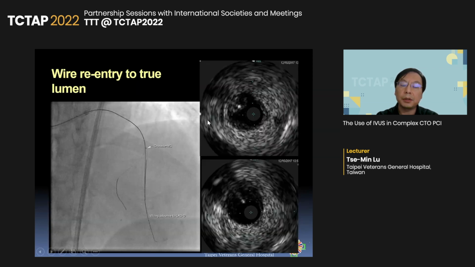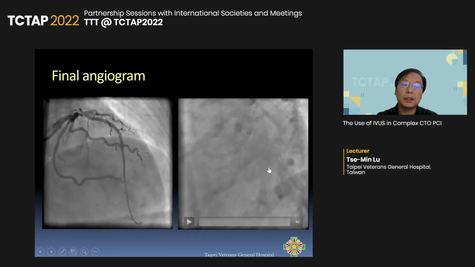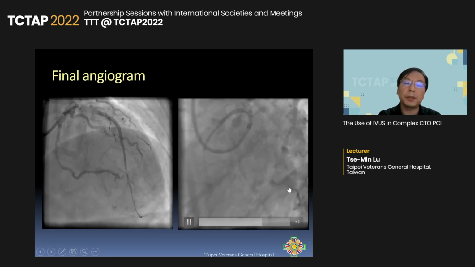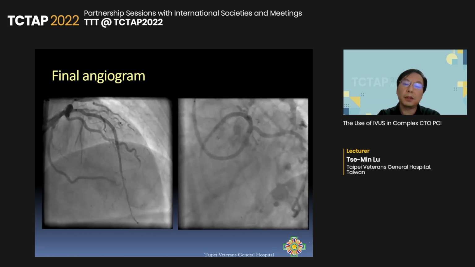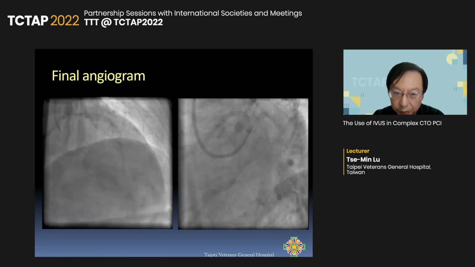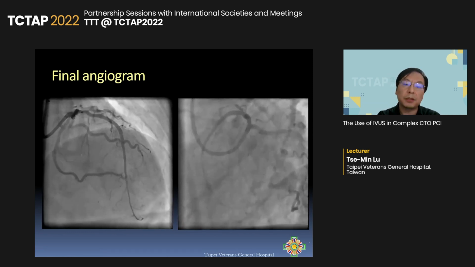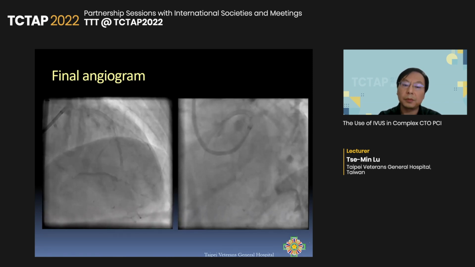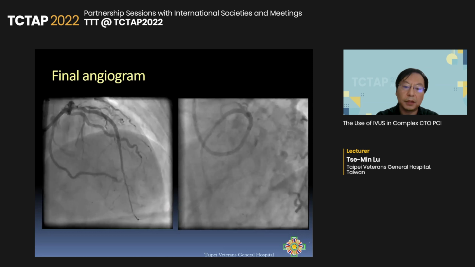Checking with the IVUS, we can see that the wire is located in the middle of the true lumen. And this is the final angiogram. But because the puncture level is a little bit farther than the diagonal branch, I think the diagonal branch has to be sacrificed. But the distal flow, I think, is TIMI 3 flow, maybe a satisfactory result.